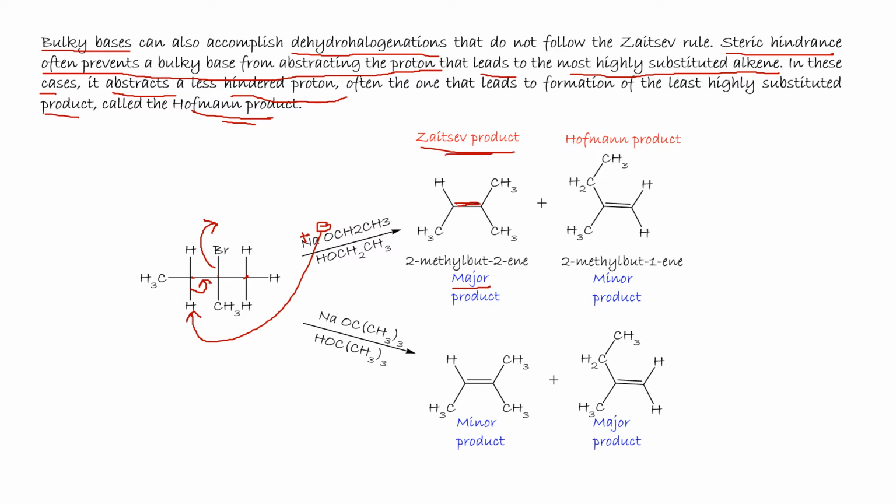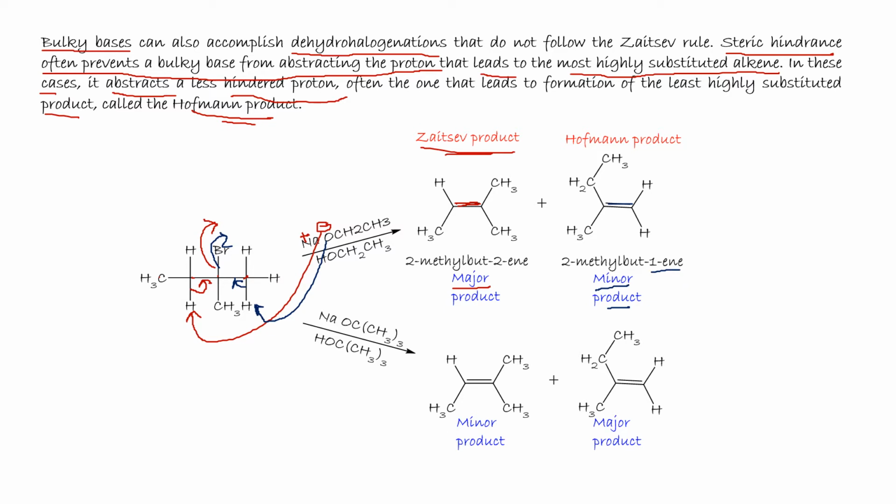Also, it gives a minor product if it attacks the terminal hydrogen, forming a double bond and getting Br out. That is the Hofmann product. In this case, we will be able to detect or isolate a minor product, 2-methyl-1-butene.